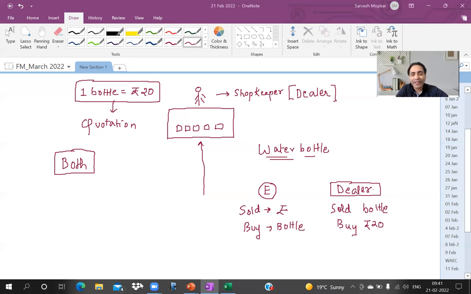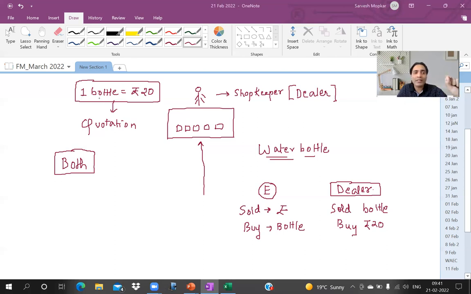Absolutely right. So statement number two, even though it is correct, it is never quoted. So what is the ideal way of quoting? The ideal way of quoting is one bottle is 20 rupees. Elsa will never go to the shopkeeper and say, sir, I have few rupees with me. In those rupees, how many drops of water can you give me? Or how many bottles of water can you give me? That is not how the conversation starts. The conversation, the quotation always starts with one bottle.